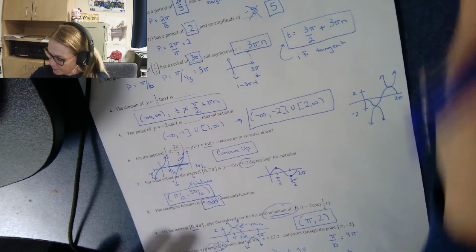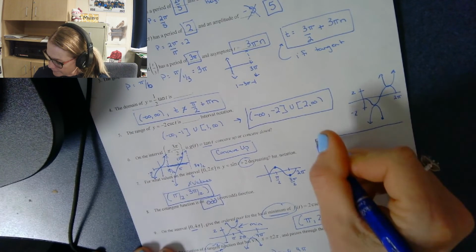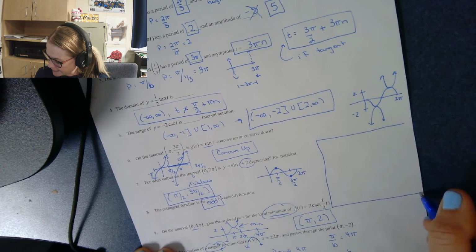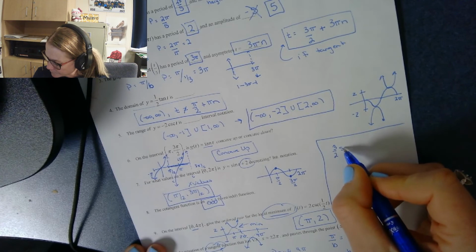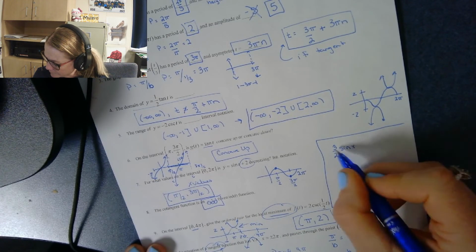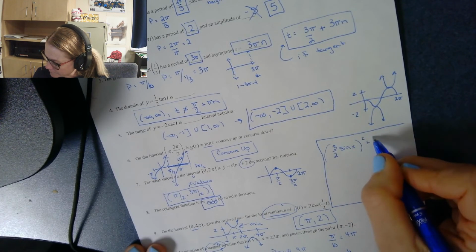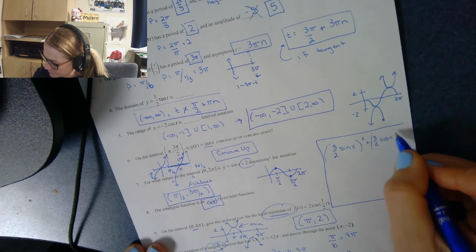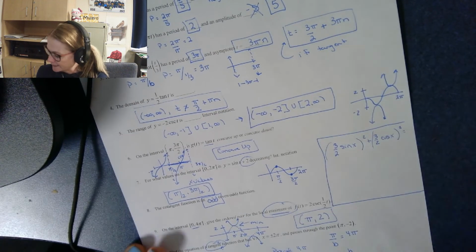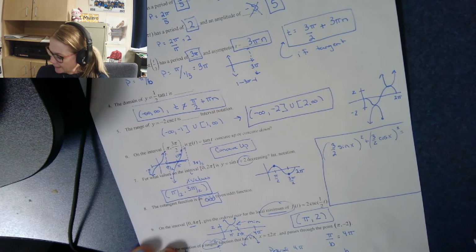Now, I want to bring up something, in case you were zoned out in class. On the test, this was missed quite a bit. I think this was the problem. What does this equal? What is this value here?